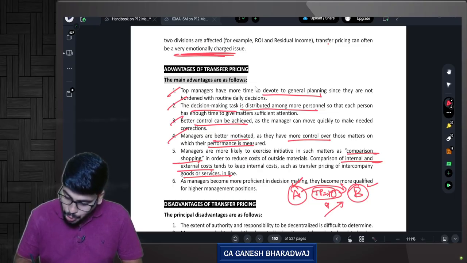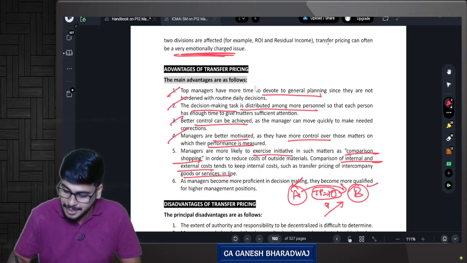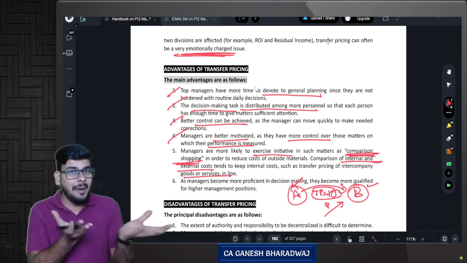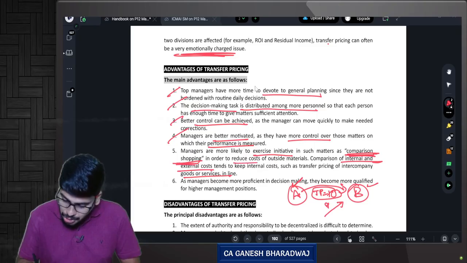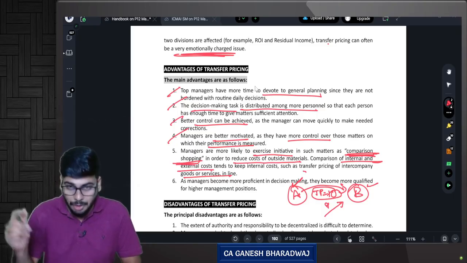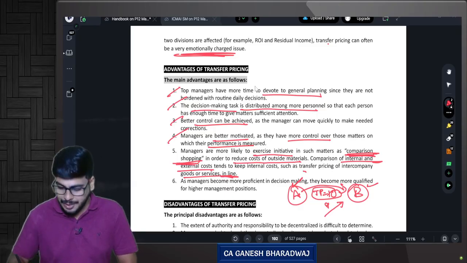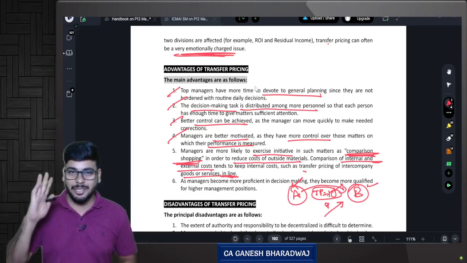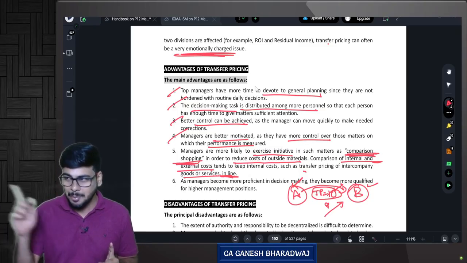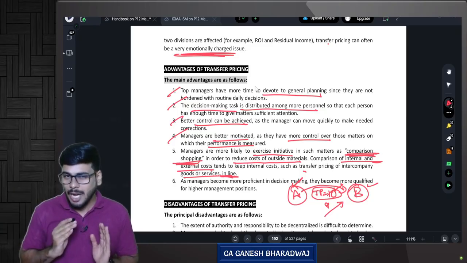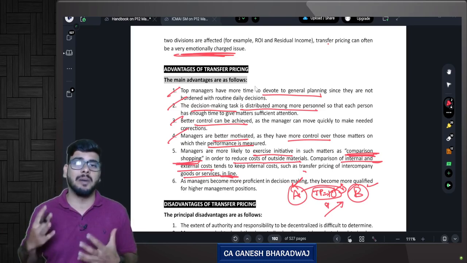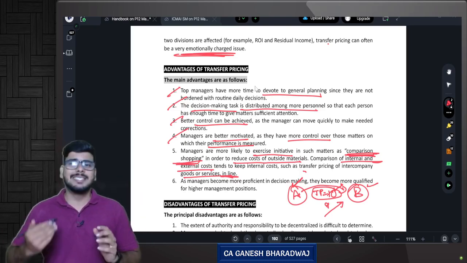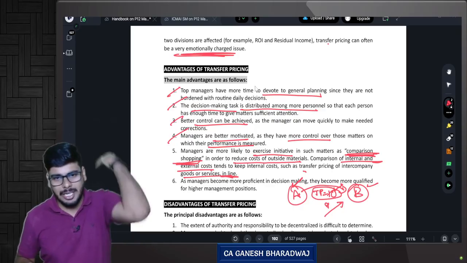So managers are more likely to exercise initiatives such as comparison shopping. They compare the prices. Yes, in order to reduce the cost of outside material, comparison of internal and external costs tends to keep the internal costs, such as the transfer pricing of the intermediate products, in line. Now what will division A do? Now he will not quote 10 rupees. He will also know that, look, in the market the same product division B can buy at 9 rupees, so I will also restrict myself to that level. So between that the bargaining will happen. Are you clear with this? So generally, division A cannot keep on increasing the transfer price.